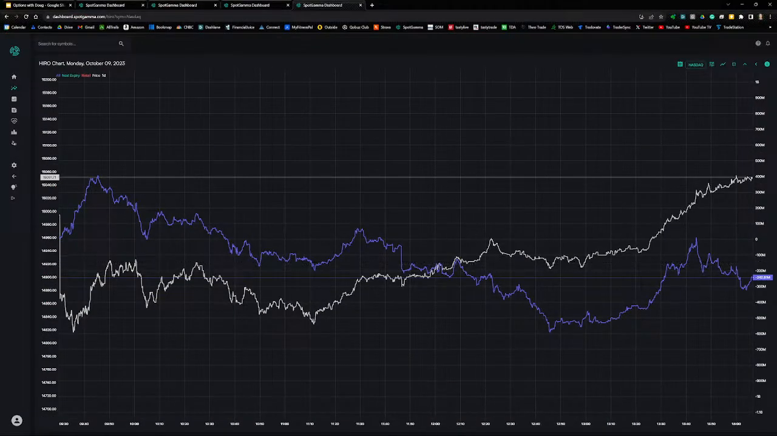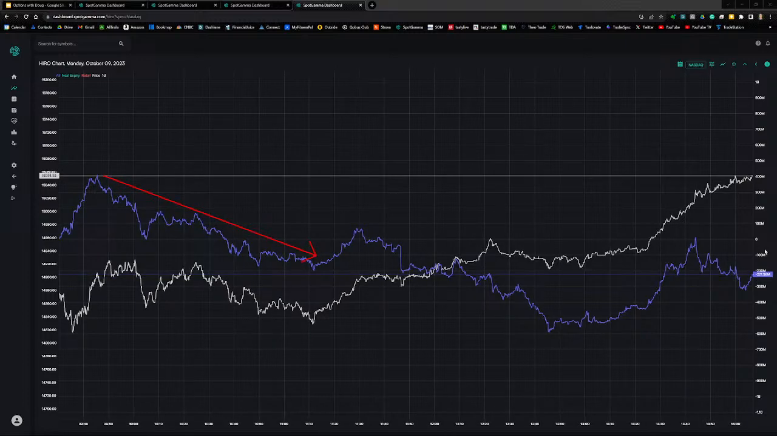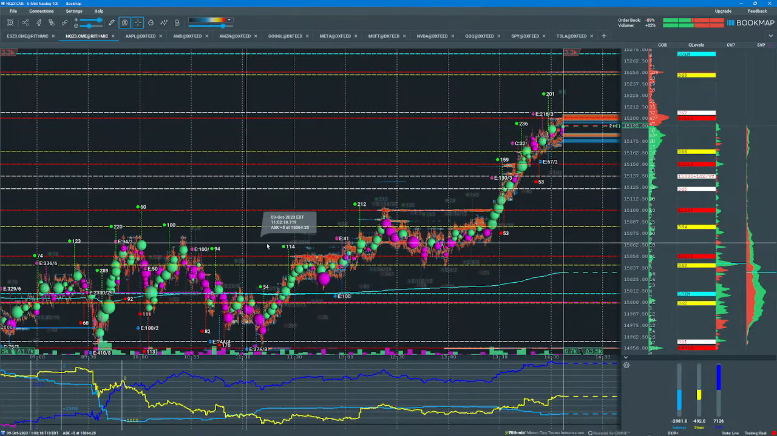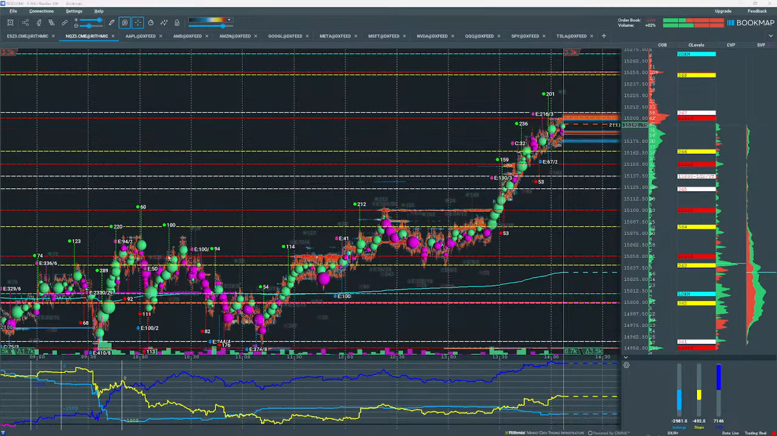So after that, traders started taking negative delta positions. Price was grinding lower down to just after 11 o'clock. So let's go back to Bookmap. So here's that move lower, and pretty close to a retest of 361. And aggressive buyers start to come in.